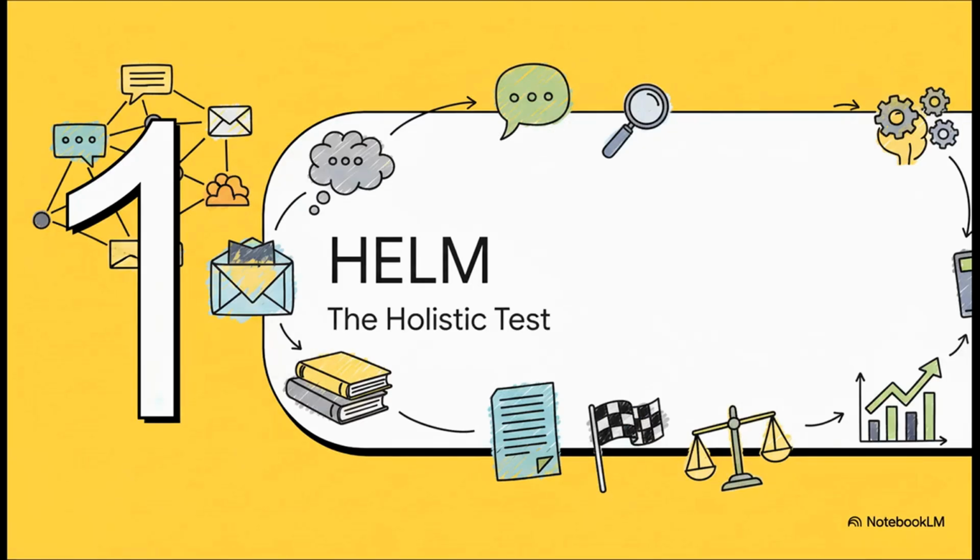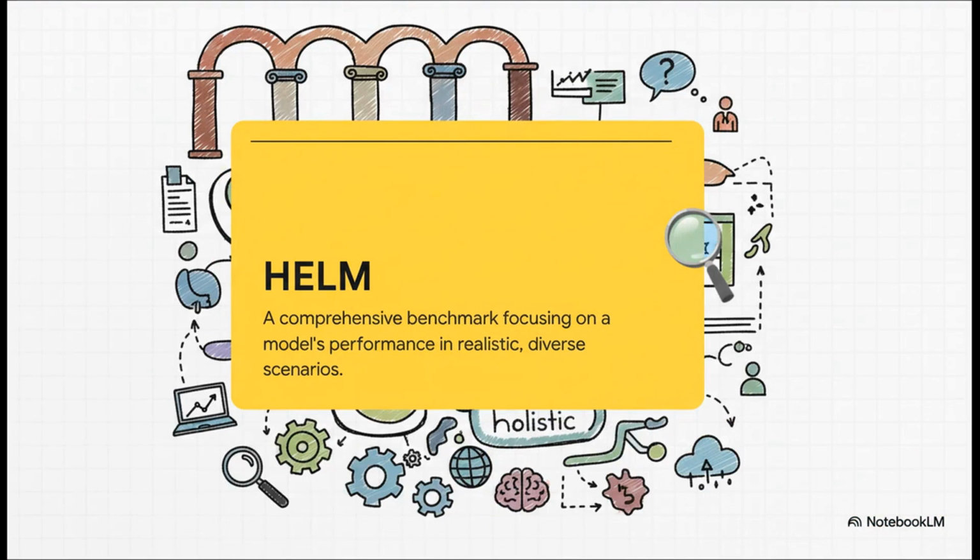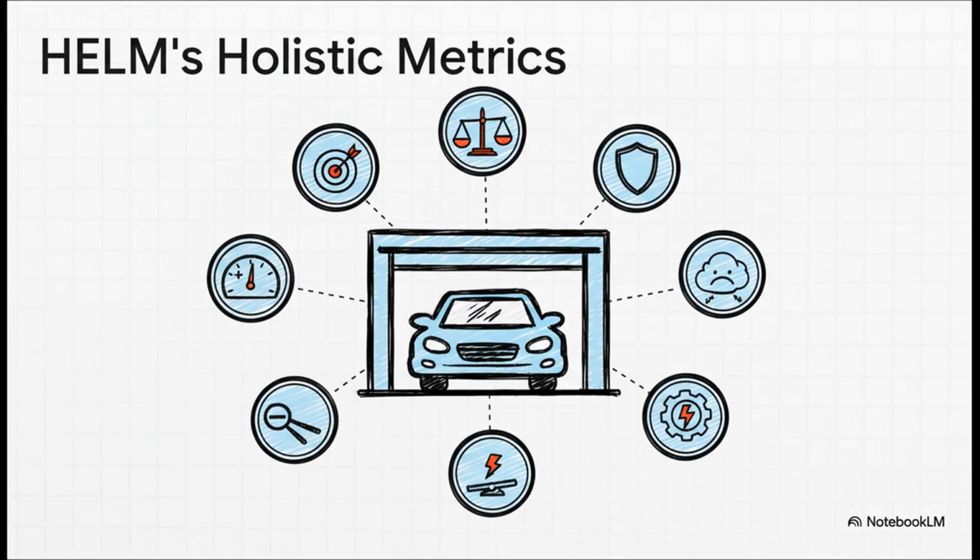Okay, so let's get into our first major benchmark. This one's called HELM. And as you'll see, it's all about taking a holistic approach. So HELM comes from Stanford, and the most important word is right there in its name, holistic. It isn't just about whether the model got the answer right. It's a really comprehensive test that's designed to see how a model performs in situations that are as realistic and messy as possible.